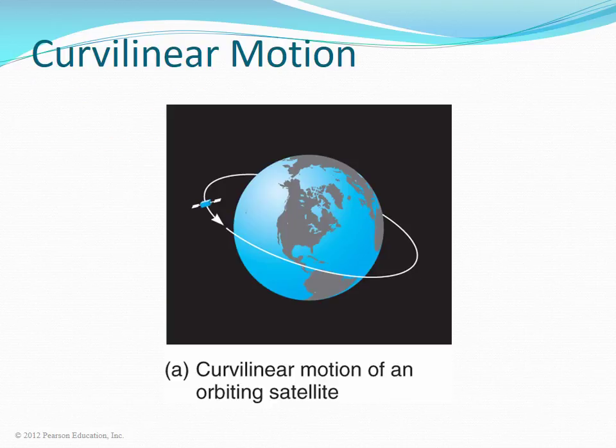Curvilinear motion is defined as motion that occurs when a particle travels along a curved path. The curved path can be in two dimensions, such as in a plane, or in three dimensions. This type of motion is more complex than rectilinear motion. The figure shows the curvilinear path of an orbiting satellite.